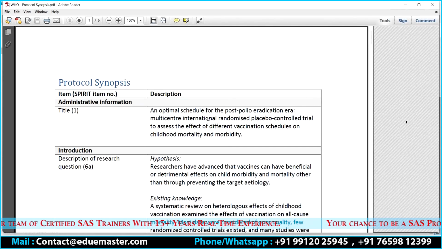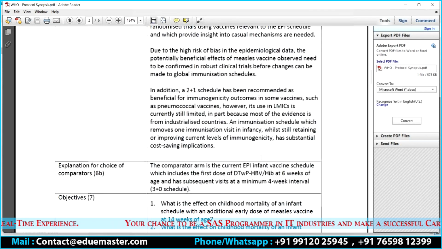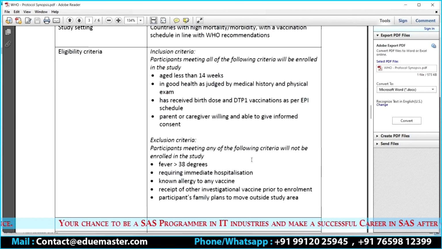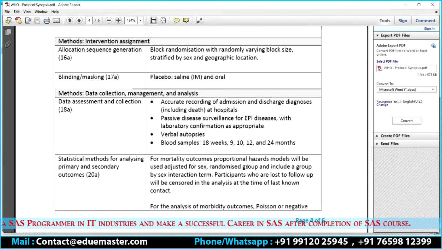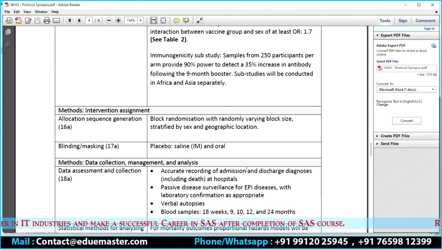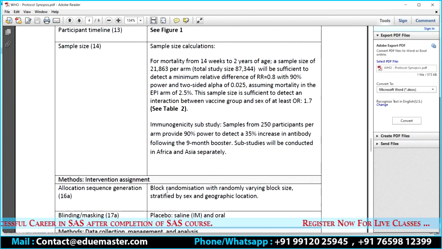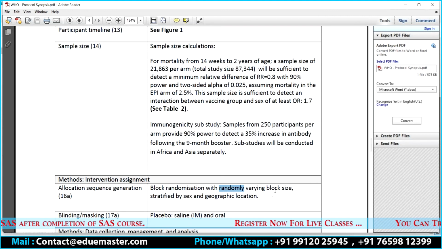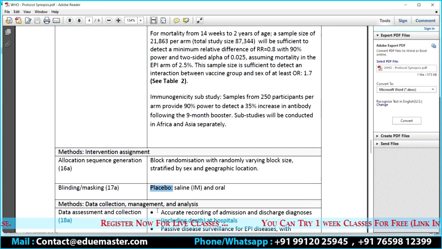This is one of the protocols. This is defined by WHO, the World Health Organization. Here also you are going to have more or less the same thing. Here the template is slightly different, but on the whole, more or less it is going to be the same. Right? Here you can see block randomization with randomly varying block size. Here also the blinding or masking is going to be placebo, right? And it is going to be a saline one and it is an oral one.